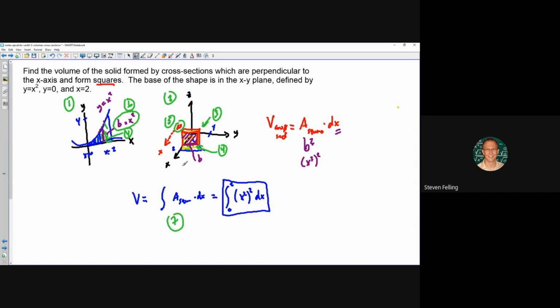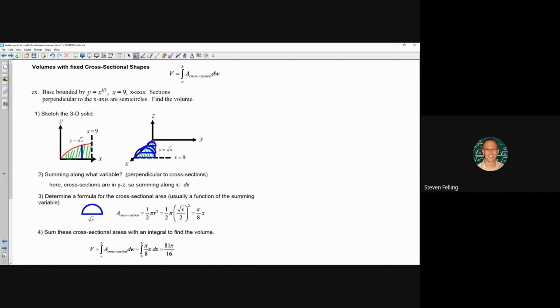All right, let's look at a few other examples here. Let's say that the base is bounded by y equals x to the 1/2, which is the square root of x, and then the line x is 9, and the x-axis. Sections are perpendicular to the x-axis, and they're semicircles. Find the volume. Okay, so this one I've already got kind of sketched out.